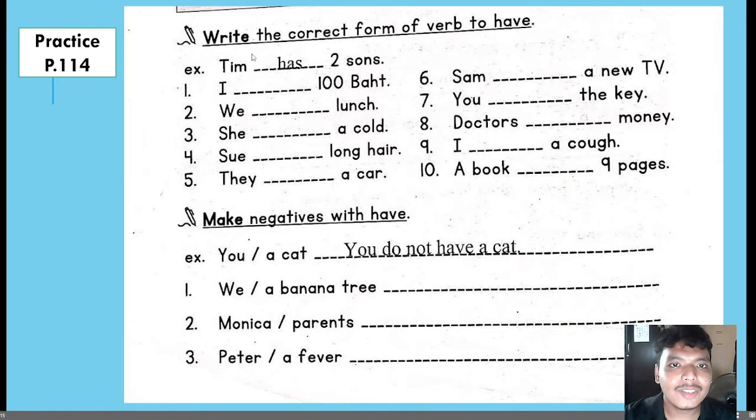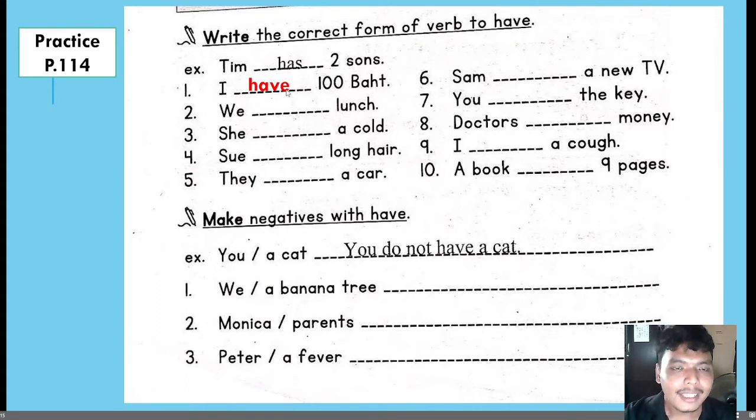And then, look at this, number one. What does the exercise say? Write the correct form of the verb to have. Okay, number one. I uses have. Very good job. I have 100 baht. Very good job. And everybody write down in your book, page 114.